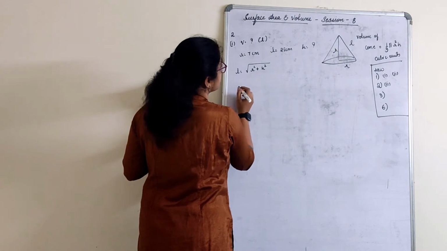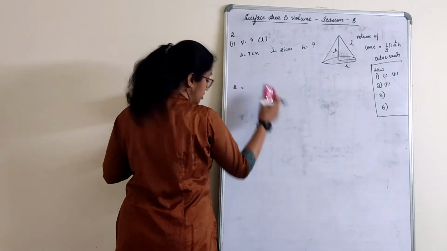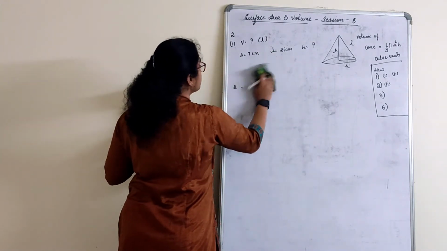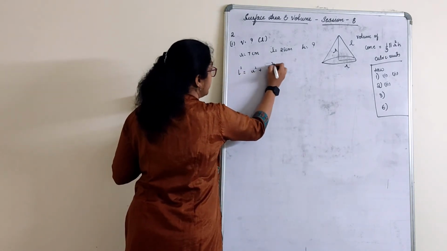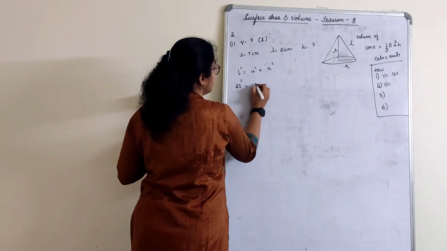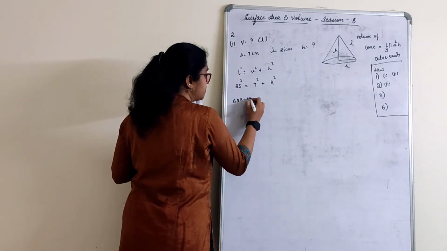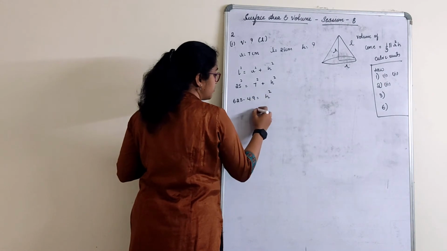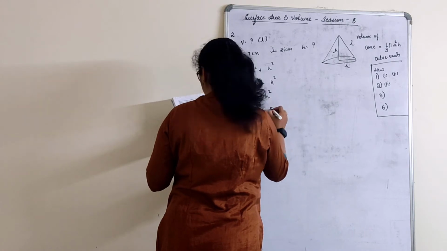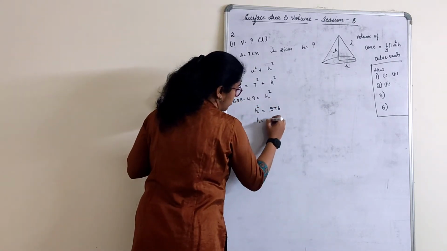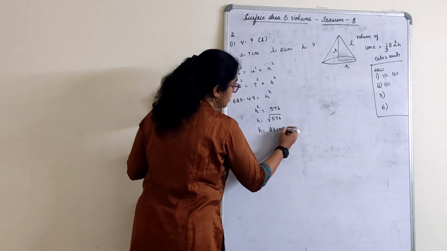So, one second. We will write the relation here, that will be better. L square is equal to r square plus h square. So this is 25 square is equal to 7 square plus h square. 625 minus 49 is equal to h square. H square is equal to 576. H is equal to square root of 576. So h is equal to 24 centimeter.